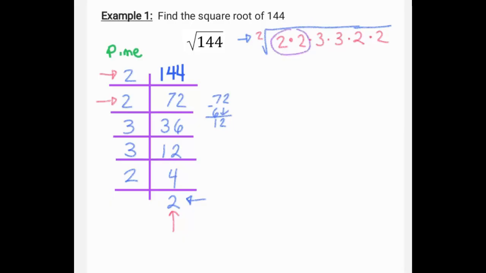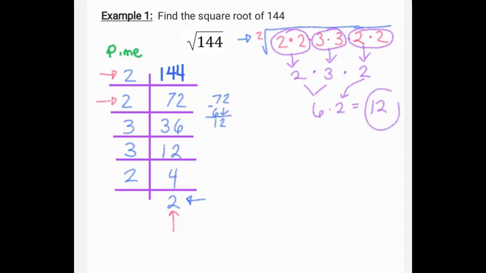So here's one group of 2. Here's a group of 3. And here's a group of 2. So inside we have a group of 2, a group of 3, and a group of 2. When we take it on the outside, we have a multiplication of 2 times 3, that gives us 6, and 6 times 2 would give us 12. So our final answer will be 12.